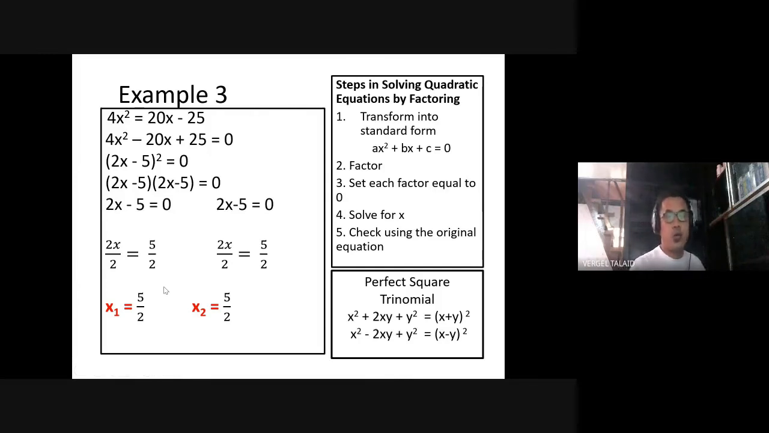Take note, in quadratic equations, we have three possible results. First, we have two unequal roots. Second, we have two equal roots. And third, there are no real roots.